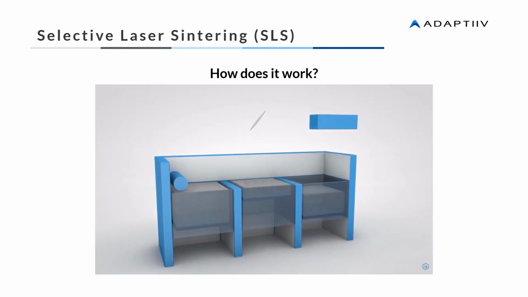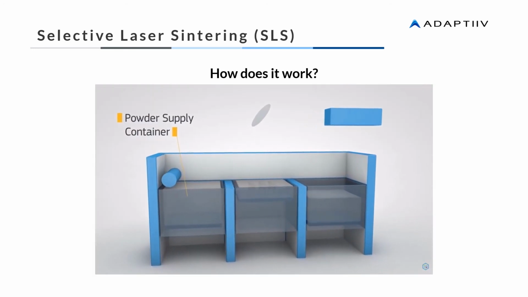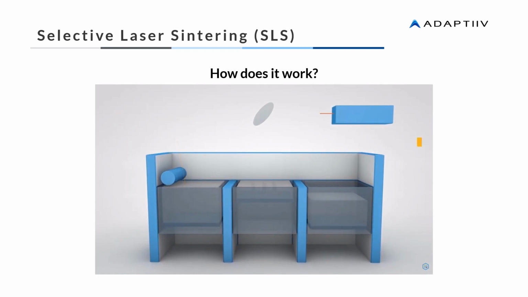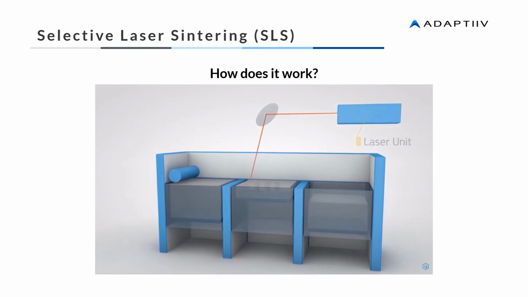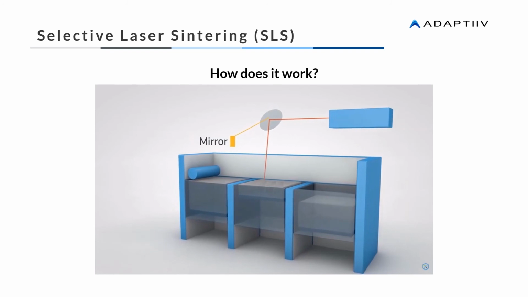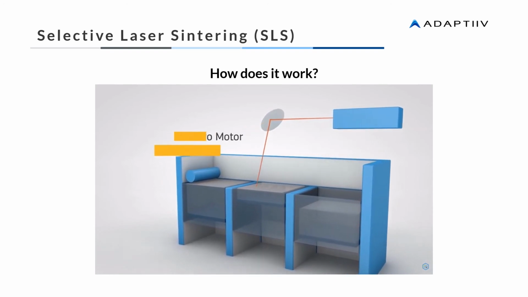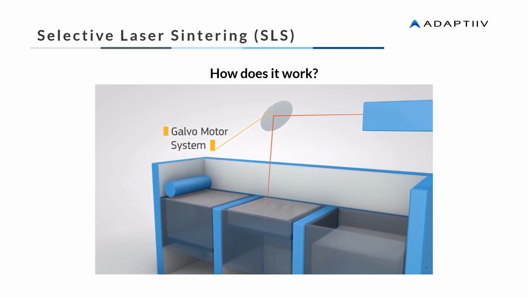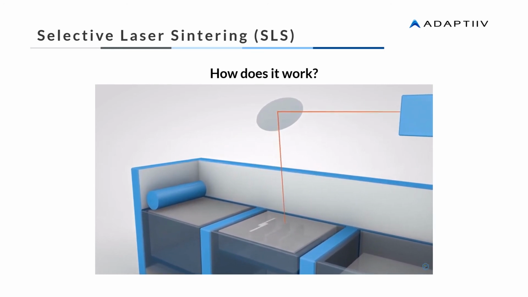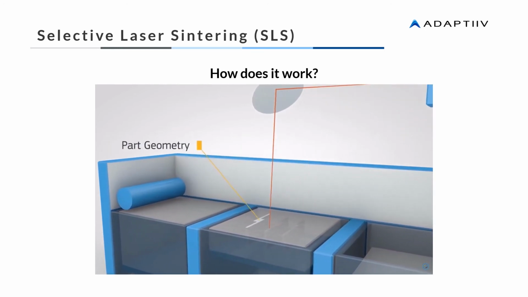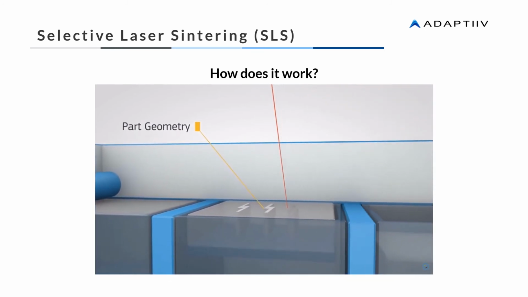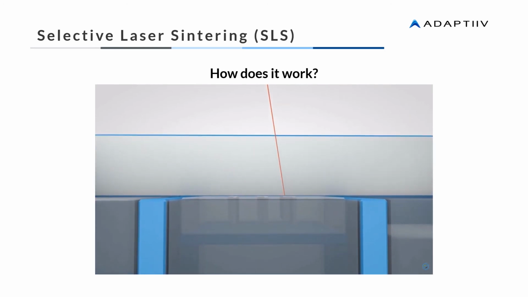Once the nylon powder is loaded in the supply container and digital instructions are programmed, the laser unit directs a high-powered beam to a reflective mirror. From there, a galvanometer system steers the focused beam to the powder surface. Each layer of part geometry is then sintered into a heated bed of nylon.